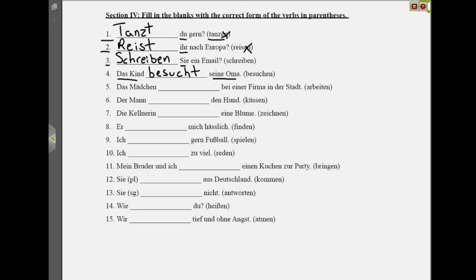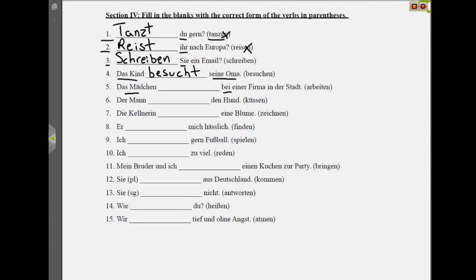Nummer 5. Here we have a noun on this side of the blank and a prepositional phrase on the other, which means the only thing that can be the subject here is das Mädchen. Das Mädchen is the girl, which means that it's the er sie es form. If we replace that with a pronoun, we would say she.